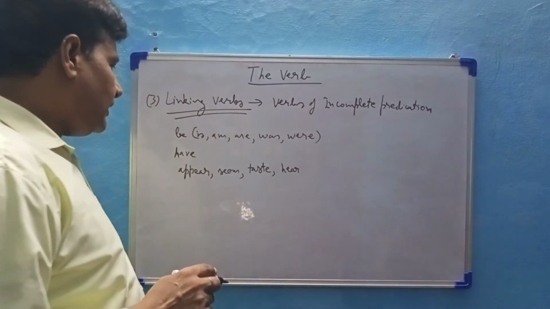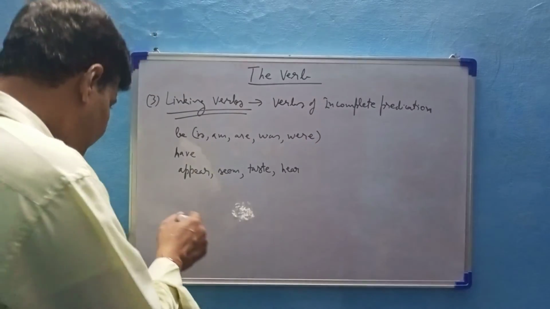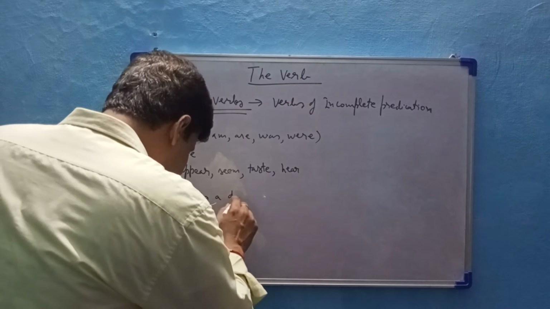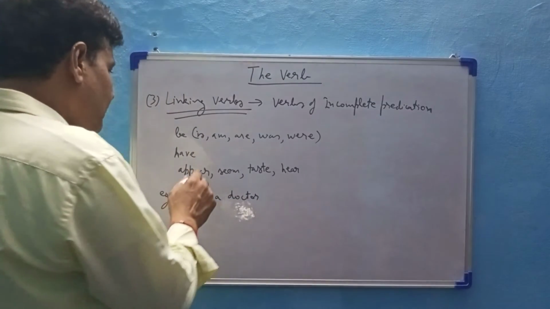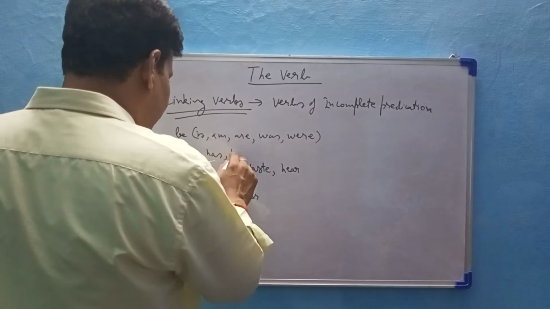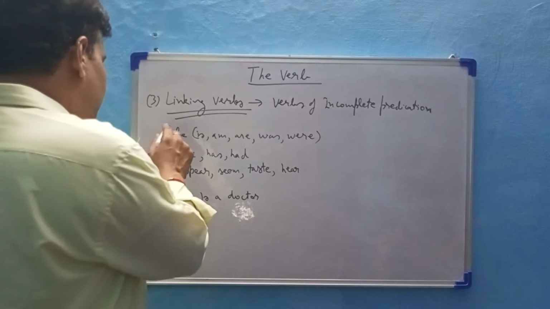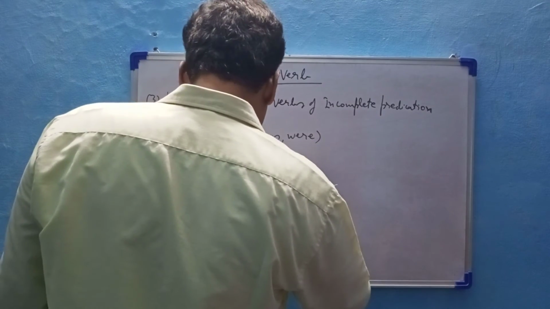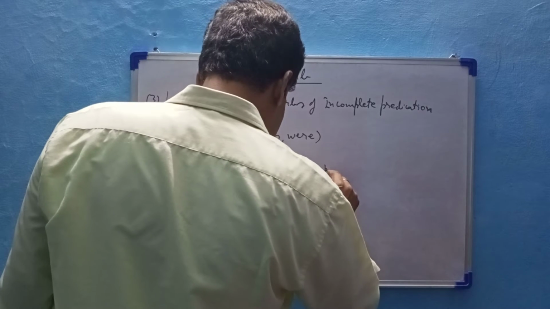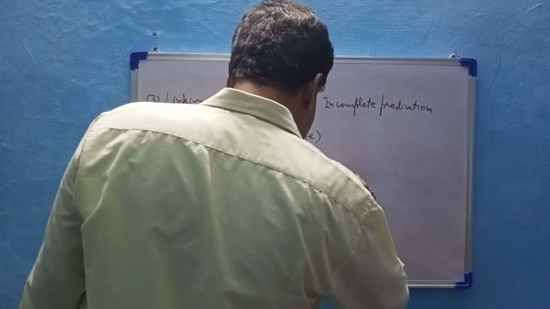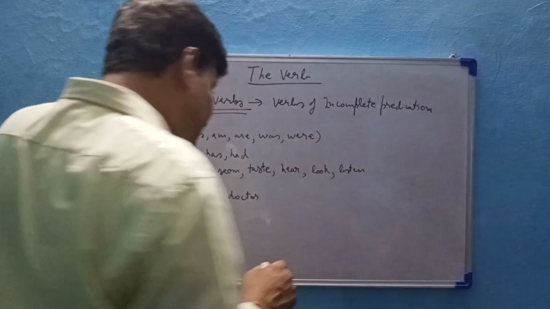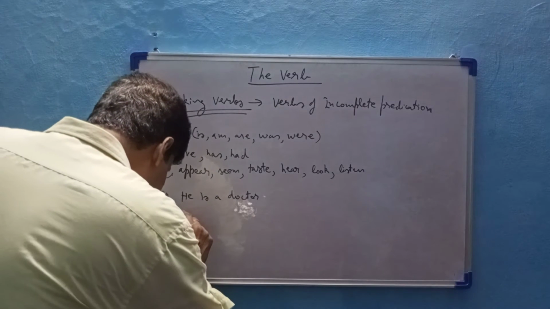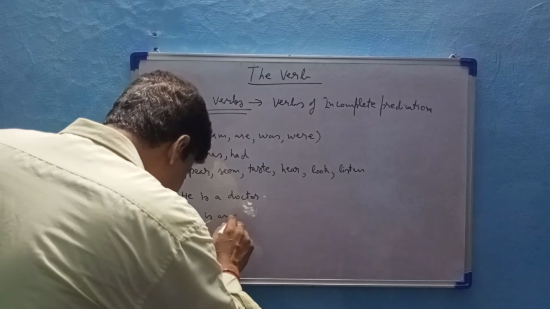Okay. Let us see some examples of it. Examples. He is a doctor. Have, has, had. Okay, these are the popular verbs. Apart from these, some other verbs are also there, like look, listen. Okay, generally the verbs of perception and these common verbs. He is a doctor. Ram is an advocate.